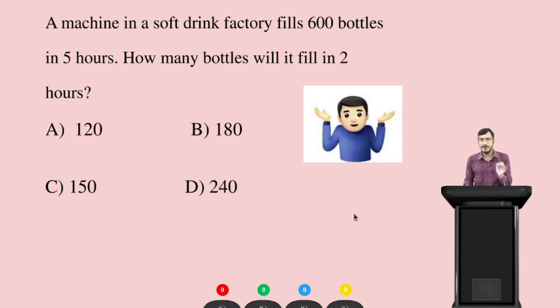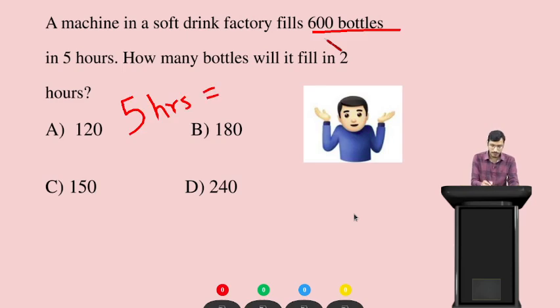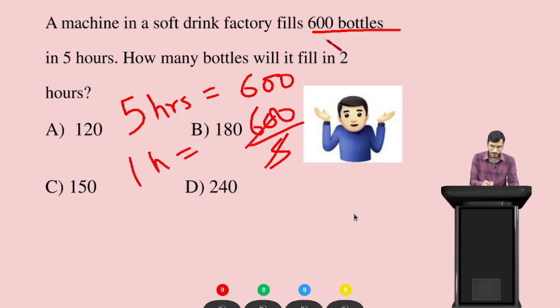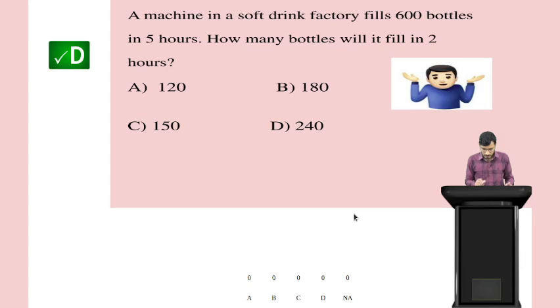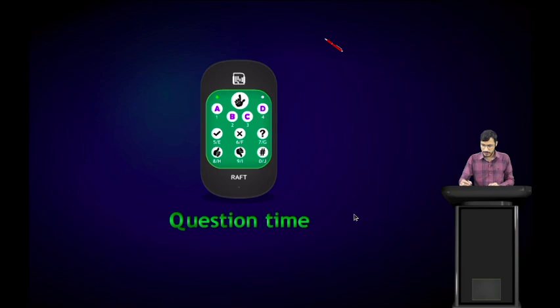Okay students, time's up. The right answer is this. You can see 600 bottles for 5 hours. So 5 hours is 600, so 1 hour is 600 by 5. 5 times 12 is 60, so 120 bottles in 1 hour. So 240 bottles in 2 hours. So the answer is option D here. Okay, now let's move to the next part.